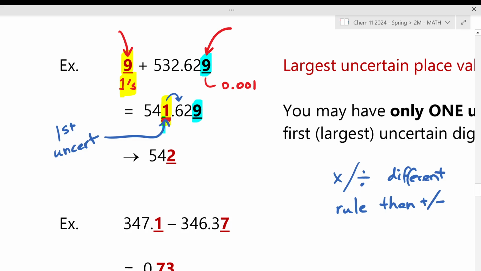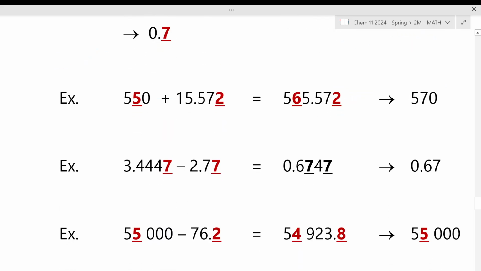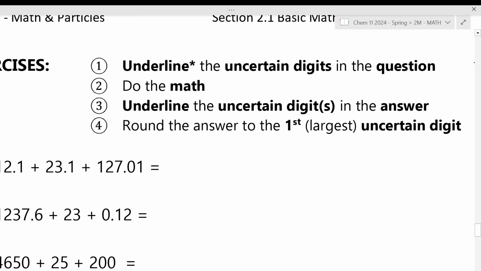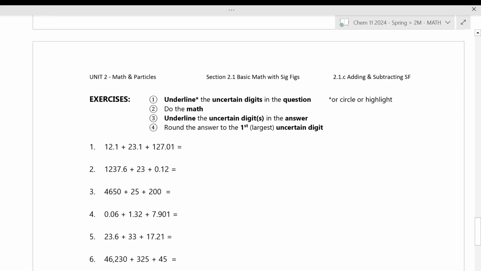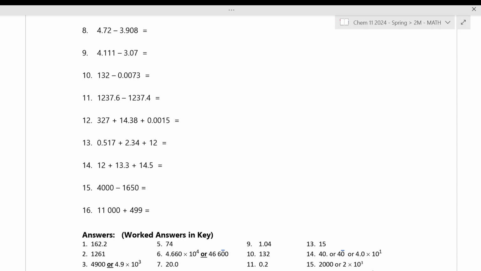Keep them straight. Okay, that's the only place that it's really easy to go wrong, is to just apply the wrong rule. Okay, so how about you guys do these exercises here? Okay, give them a try. And then if we have a little extra time, we might do some of the multiplying and dividing. Okay?